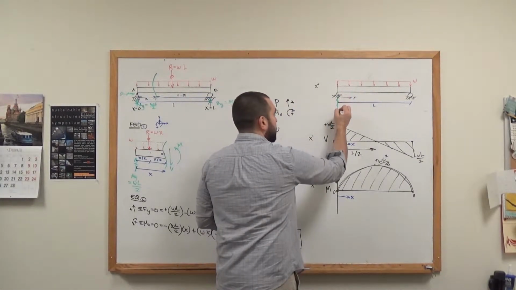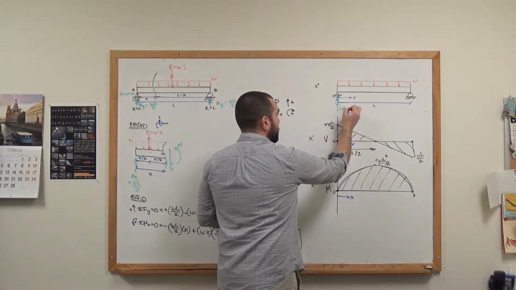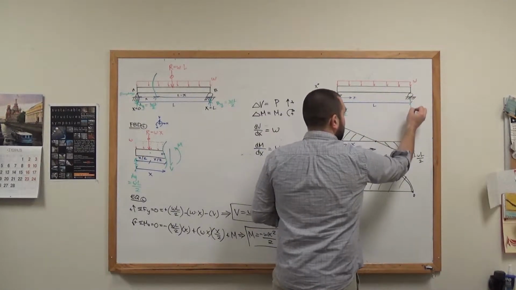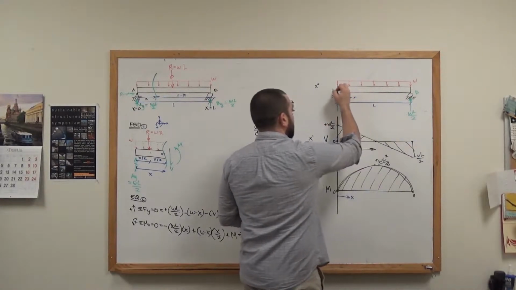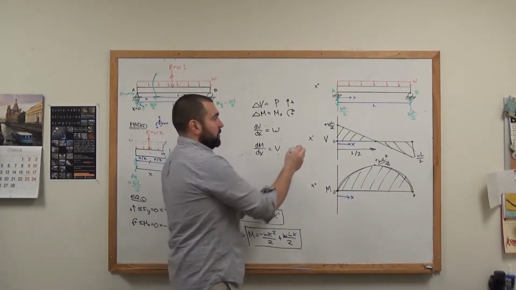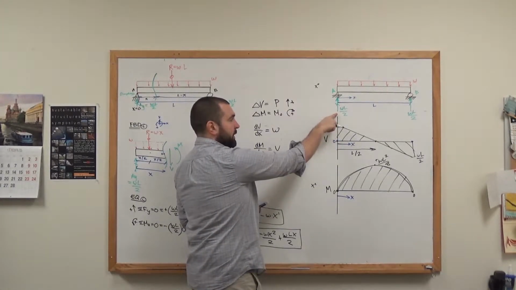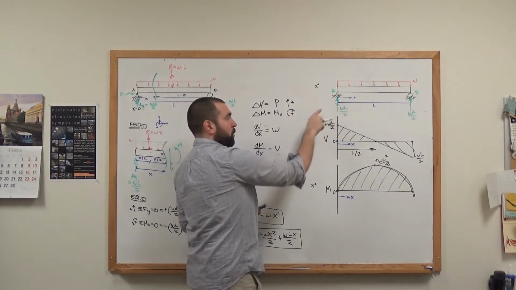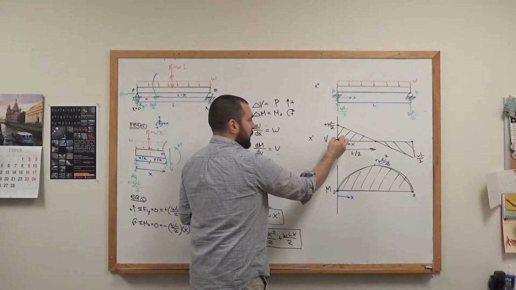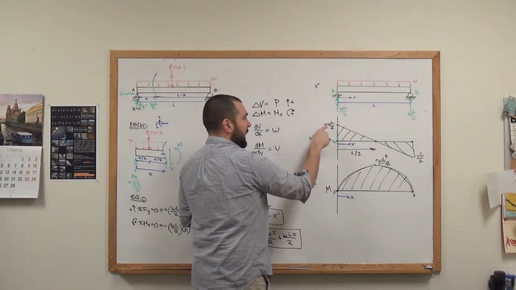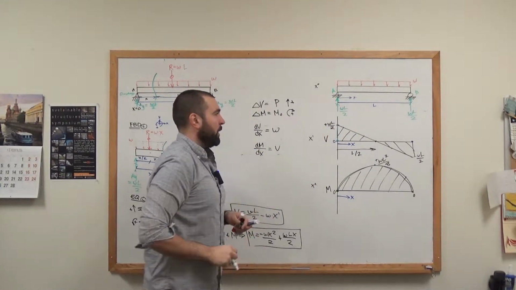I forgot to include the vertical support reaction WL over 2 at point B and the vertical support reaction WL over 2 at point A. So start at 0. First thing that I see from my shear diagram is my support reaction at A going up with a magnitude of WL over 2. So I go from 0, I go up WL over 2. That confirms the value that I got from my equation.